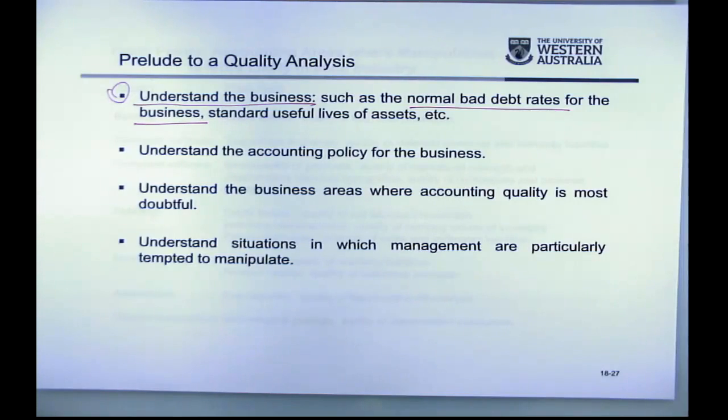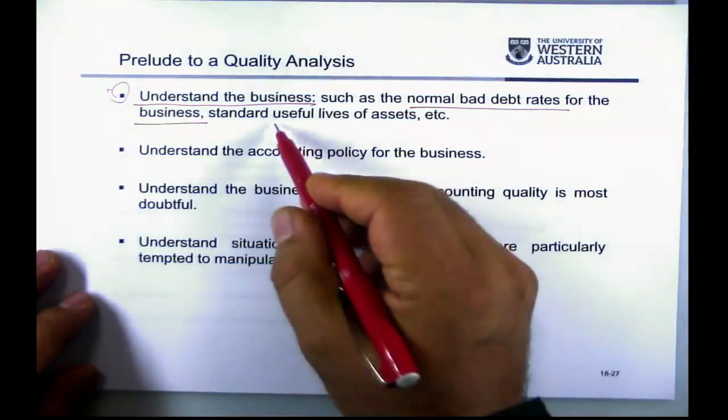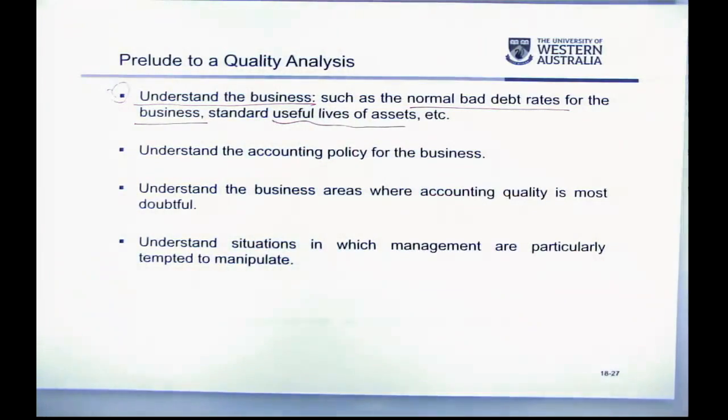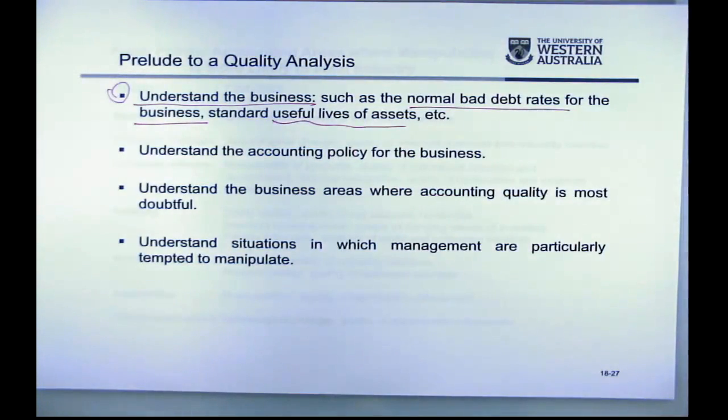The same applies to the useful lives of assets. Look at the useful lives of the fixed assets for other firms in the same industry. Compare it with your firm and make sure that they are almost the same. If there is a significant difference, this might be a signal that this firm is trying to manipulate the reports.